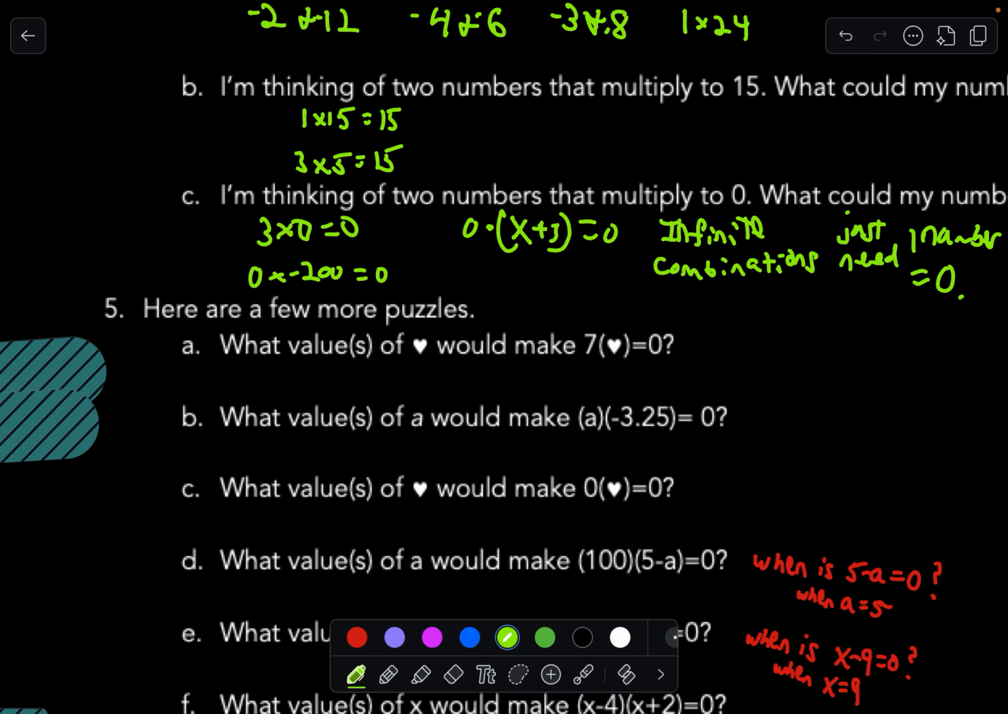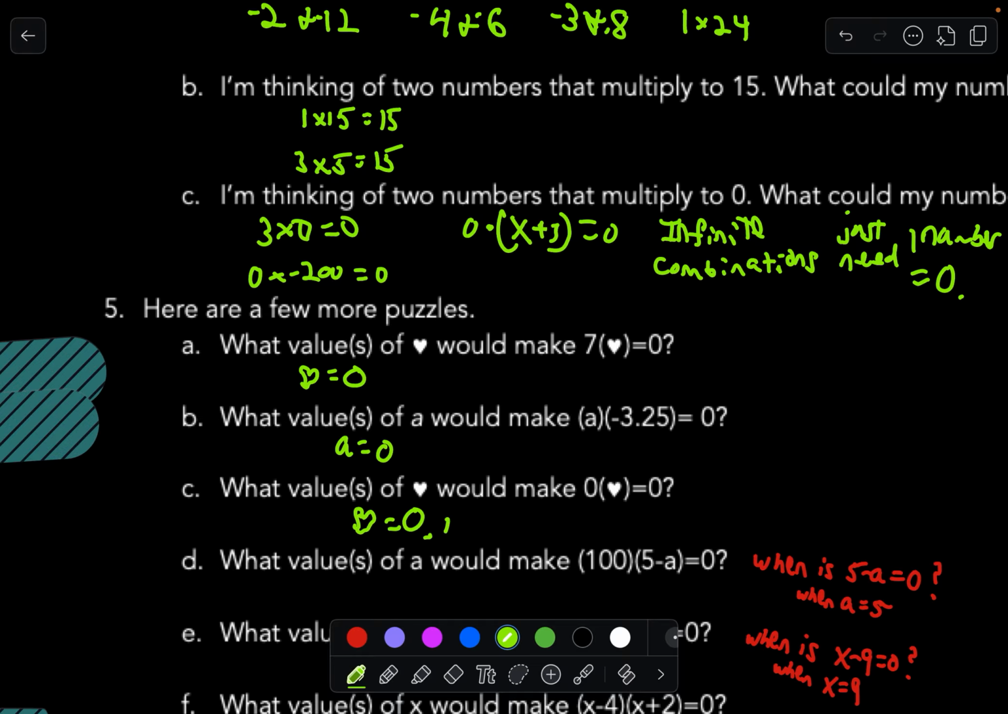Well, heart would have to be 0. What values of A would make A times negative 3.25 equal to 0? Well, that would just be A equals 0. What values of heart would make 0 times heart equal to 0? Heart would be 0.